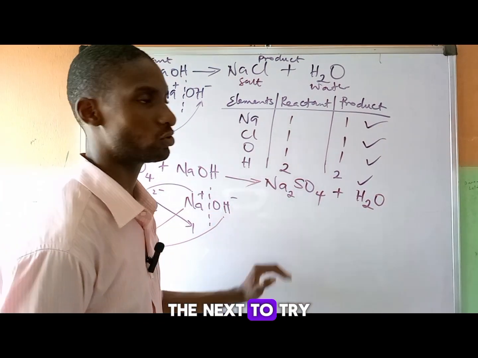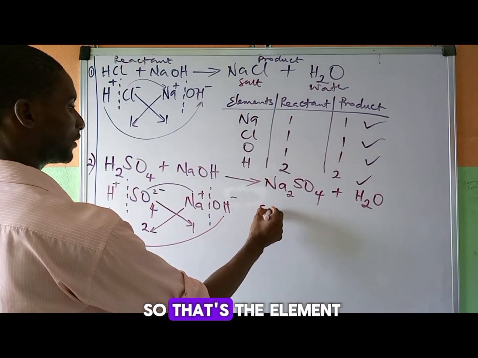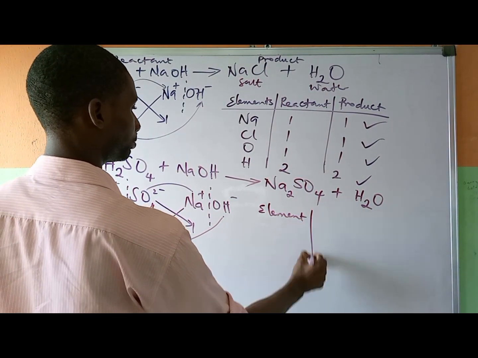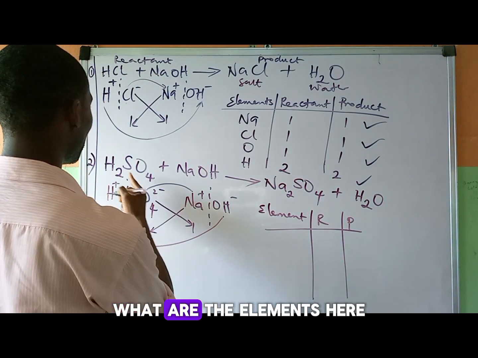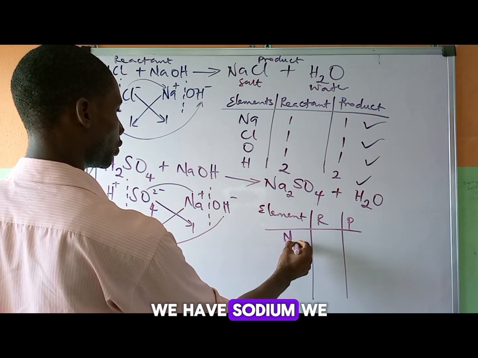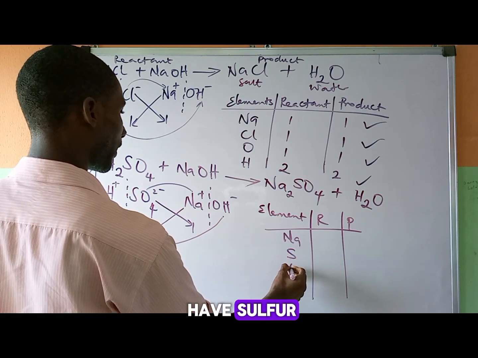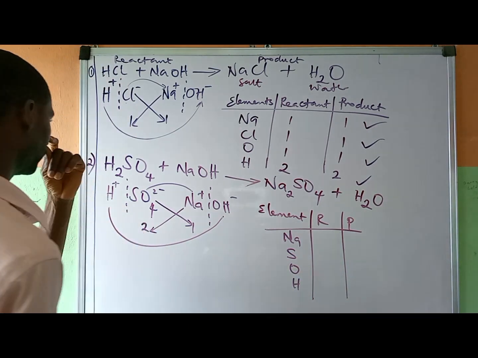The next thing to do is to try to balance the equation. So let's see the elements on the reactant side and the product side. What are the elements here? We have sodium, we have sulfur, we have oxygen, we have hydrogen.